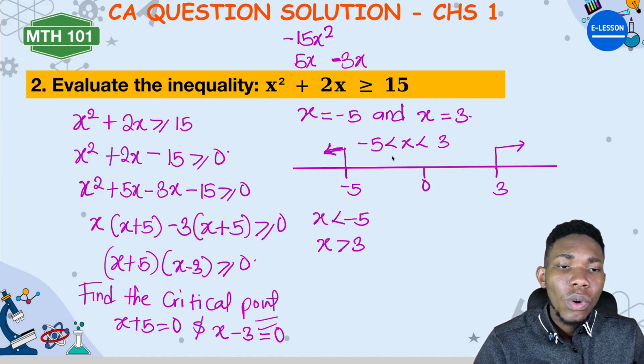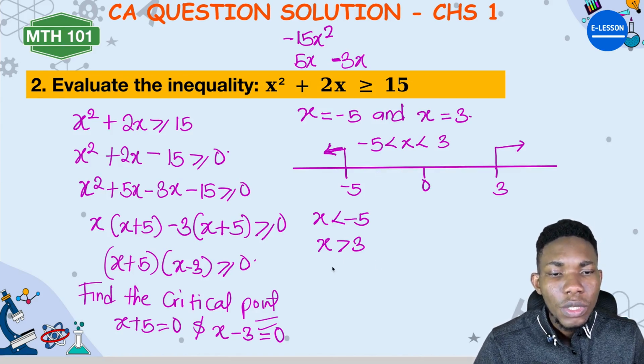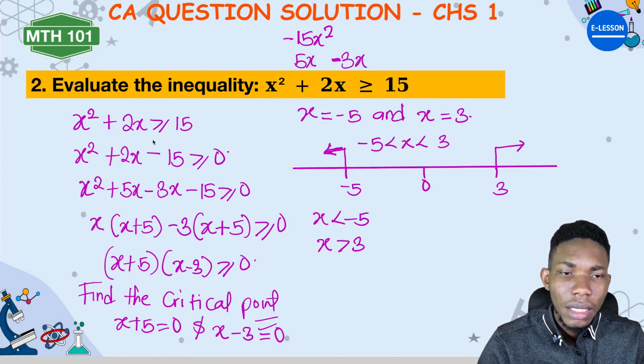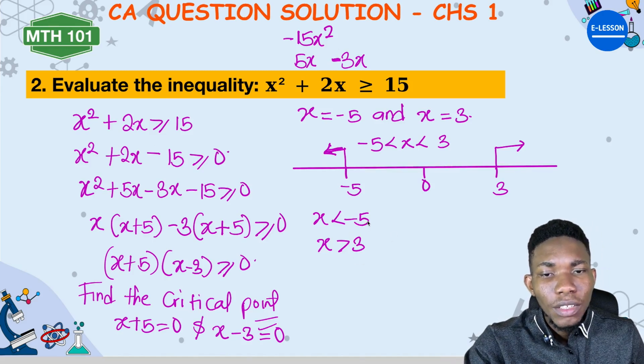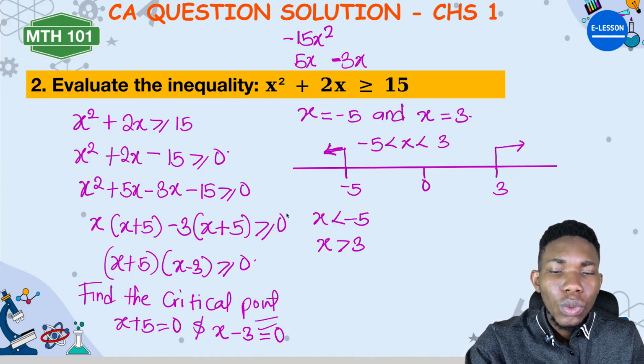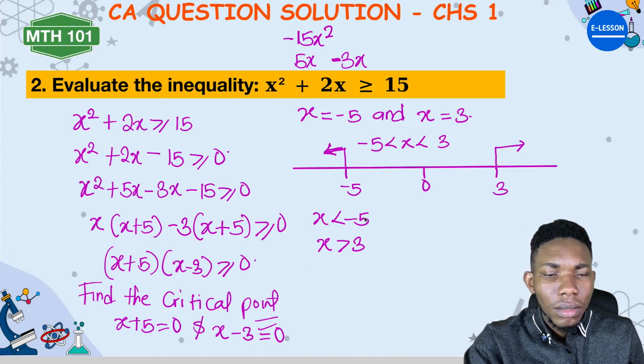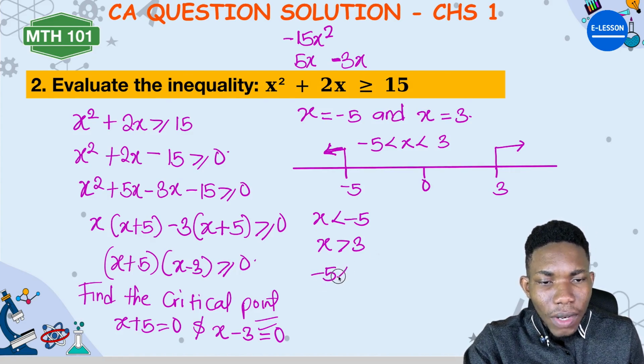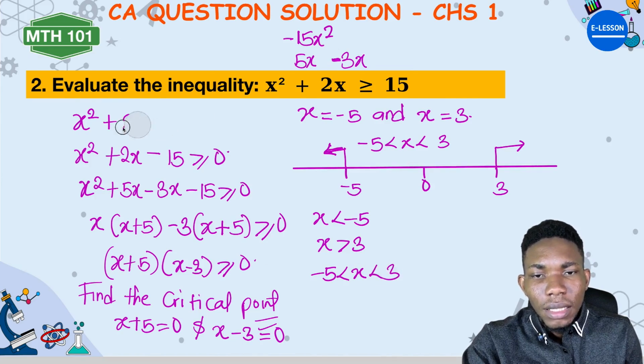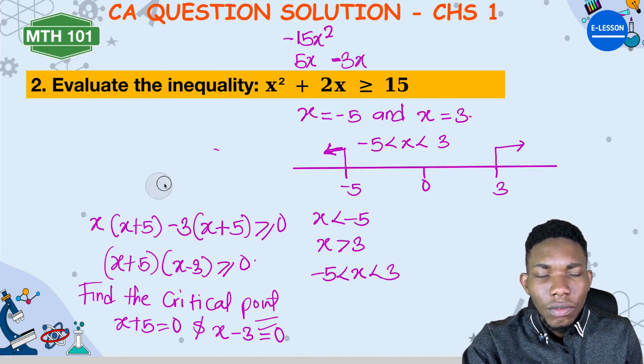So we are now going to consider these ones here and see which of them actually fit into this equation. Now, how do we do that? We are going to plug each of these values into this equation and see the one that will be greater than or equal to 0. So we have 3 parts: one is x less than minus 5, one is x greater than 3, and the other one is minus 5 less than x less than 3. So that's what you are going to write. I'm going to teach you inequality from scratch.